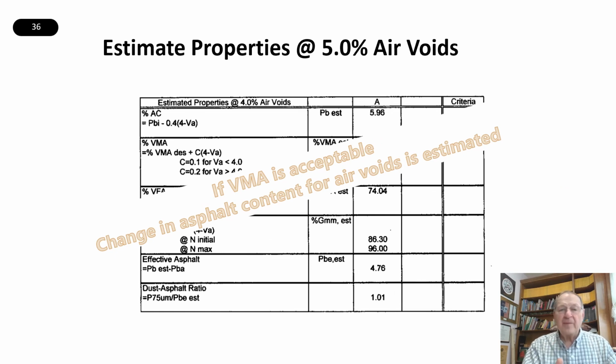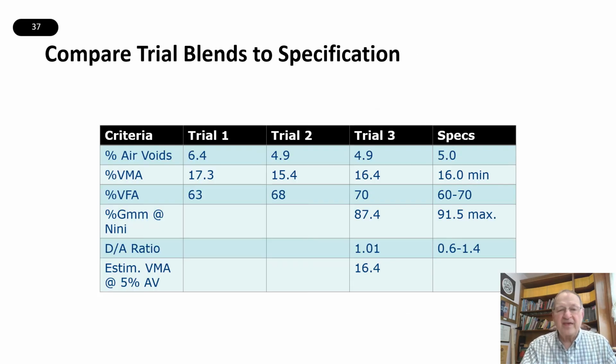So if the VMA is acceptable, then it's a matter of changing the asphalt content to get it to the right air voids, and then we can determine the design asphalt content. So let's say that these are our 3 trial blends.